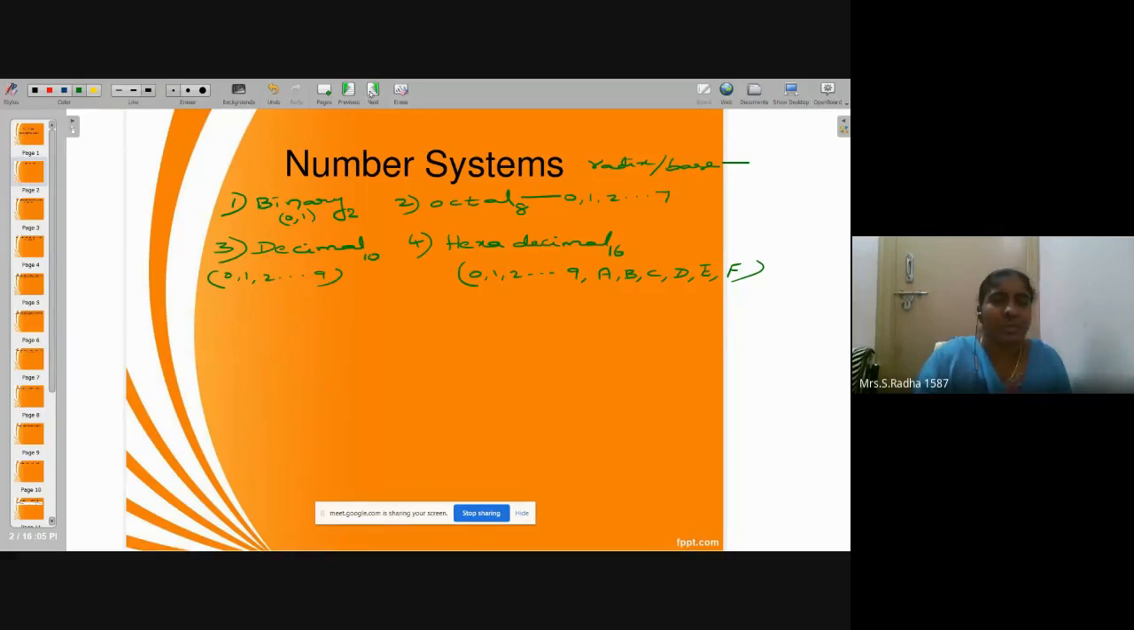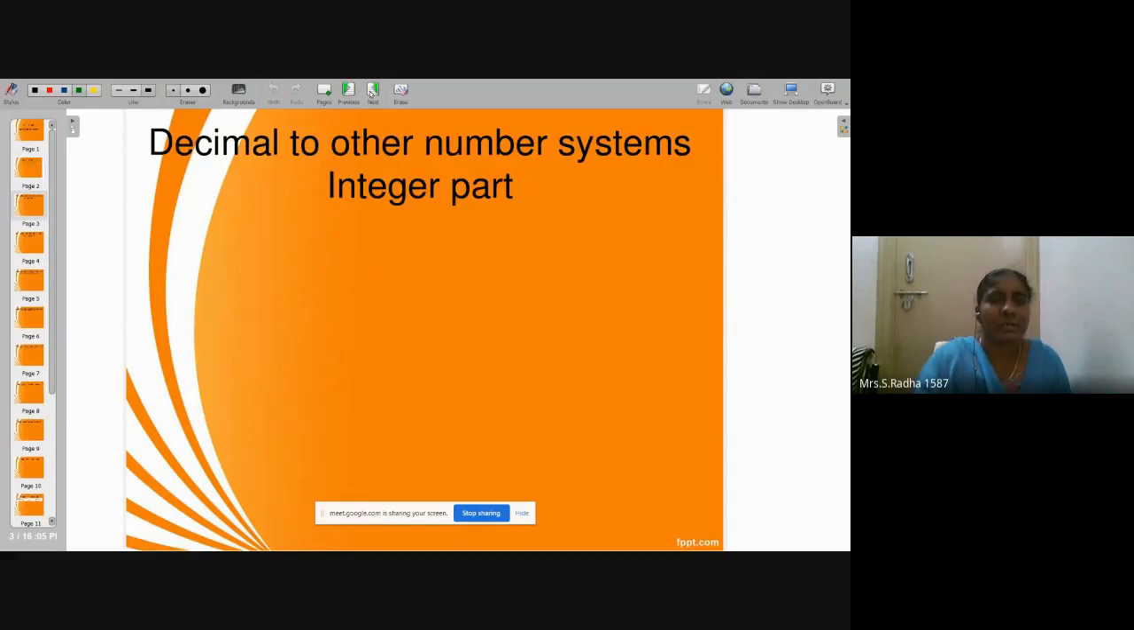Now coming to the conversion, code conversion: how to convert decimal to other number system and then other number system to decimal. Already you finished test 1, so it is just a recall for what I will do. Decimal to binary, how to convert. Decimal to binary conversion, then decimal to octal conversion, and decimal to hexadecimal conversion.